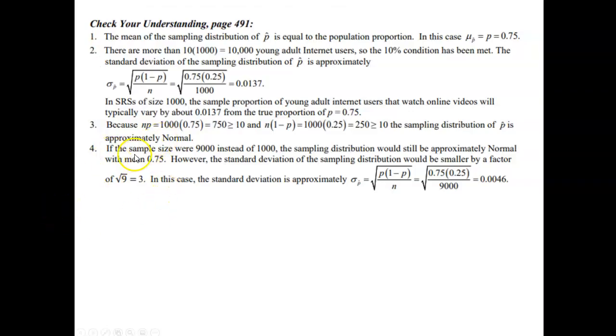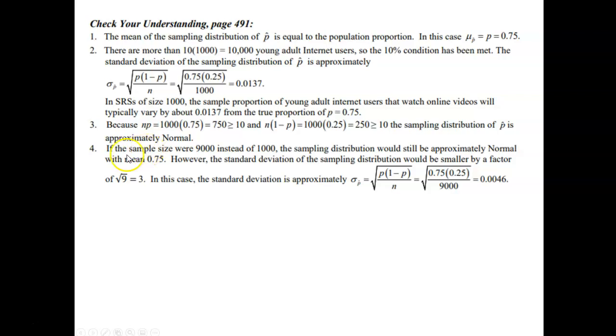Thank you. I keep calling it the wrong thing. So n times p and n times q, or failure, have to both be greater than or equal to 10. Well, in a sample, we're going to have 750 successes, according to our data, and 250 failures, which are surely both greater than 10. So that allows us to say that the distribution is approximately normal.